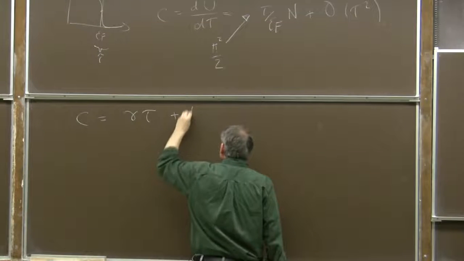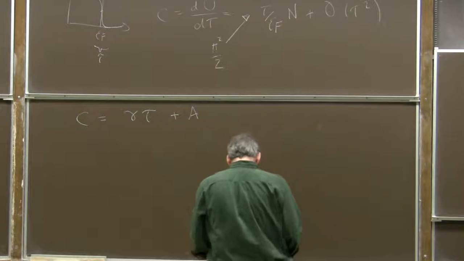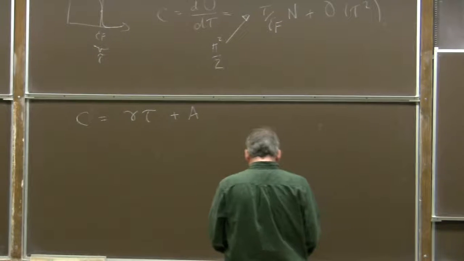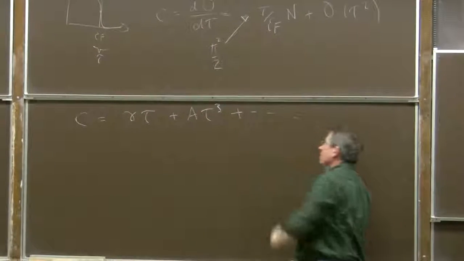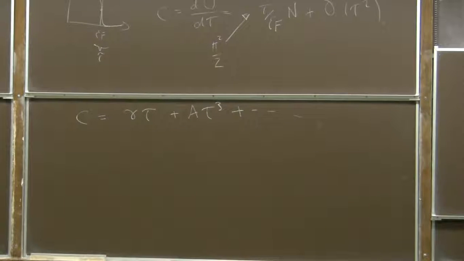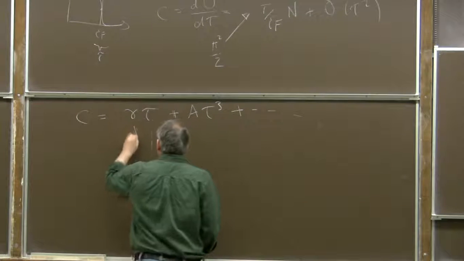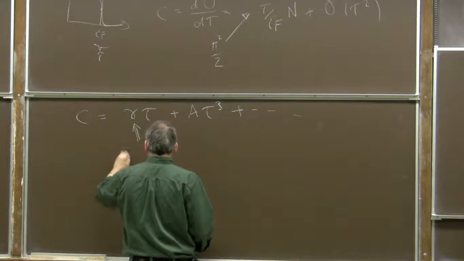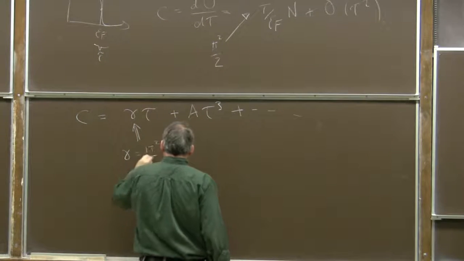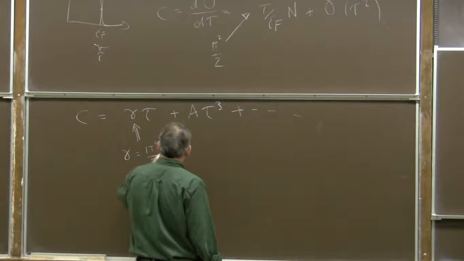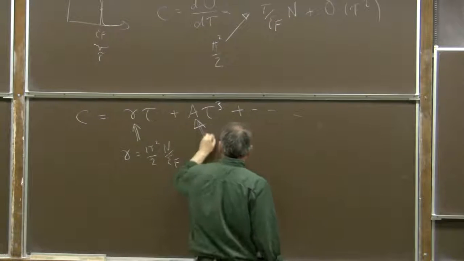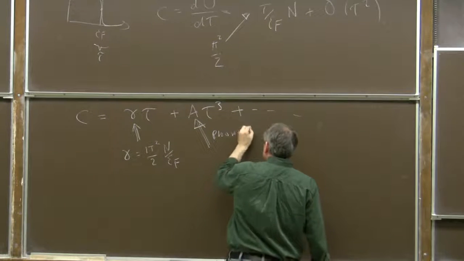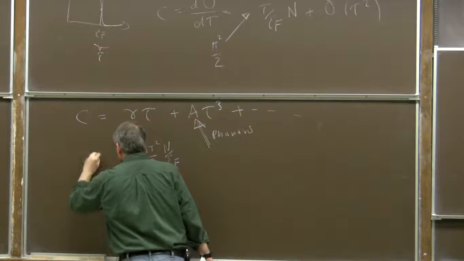But there's also a contribution that comes from the Debye theory, which is proportional to temperature cubed. And at low temperature, these tend to be the leading contributions. We know what gamma is. I just told you that it's pi squared over 2 n over EF. And we know what A is from Debye theory. This is the electron contribution.